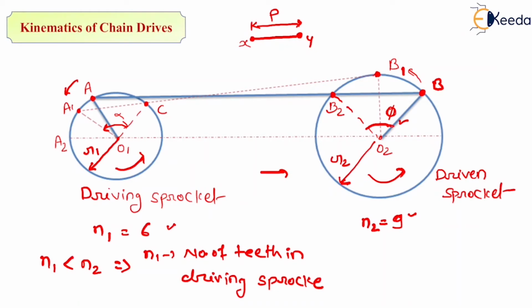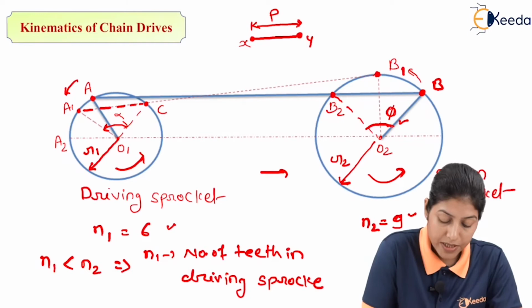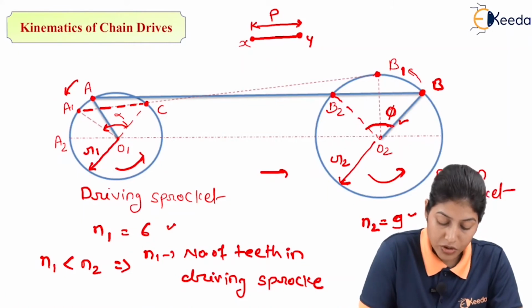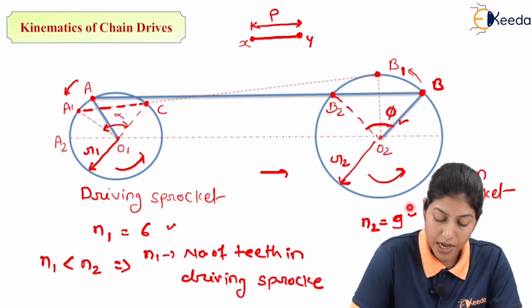If it is making an angle with O1, O2, this angle we will consider as the minimum angle of inclination. And when point A is changing its position to A1, in that condition A1C is representing the pitch of the chain and C will lie on the circumference of the circle. So, the straight line AB will change into the line CB1. So, the length of the straight line will change.